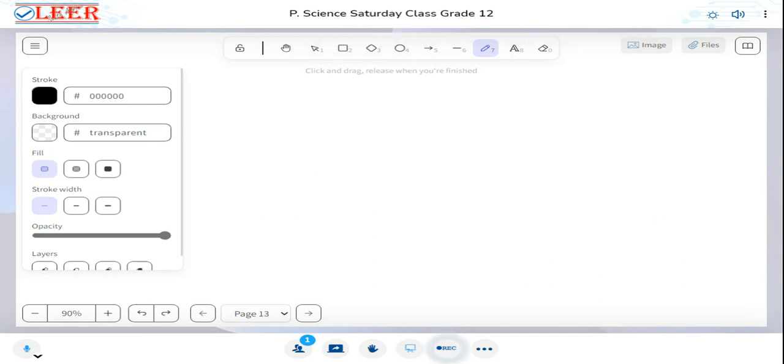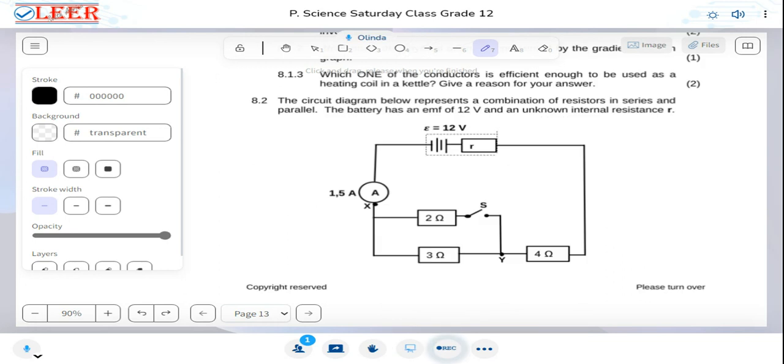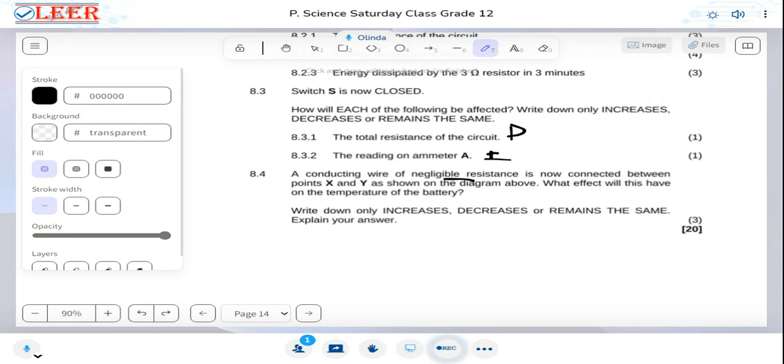Okay, let's quickly look at this. Now they've attached a conductor, and its resistance is probably quite small, so we don't have to consider it. And this is now closed. Now they're asking us what effect this will have on the temperature of the battery. If we connect X and Y, we have reduced resistance, because it's negligible. So R external has decreased. What consequences does this have?